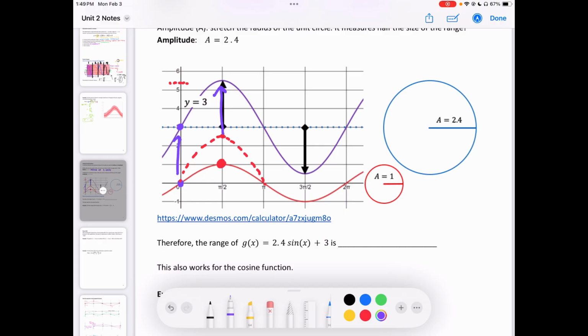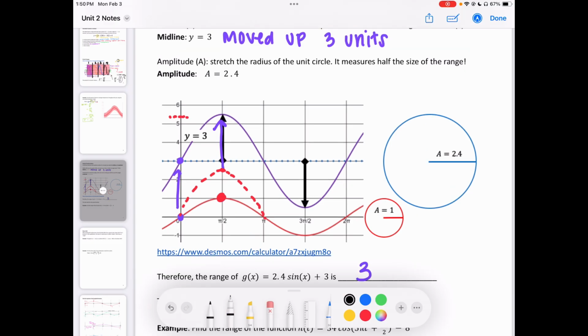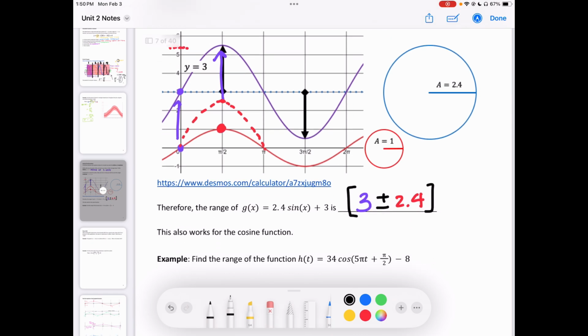And then if we look at our range, it is going to be K plus and minus A. So K is that 3 that we had. We had 3 plus and minus A, which was 2.4. Okay, that is your range, the lowest and the highest values. We're going to end up with 0.6 all the way up to 5.4. That is going to be your range.